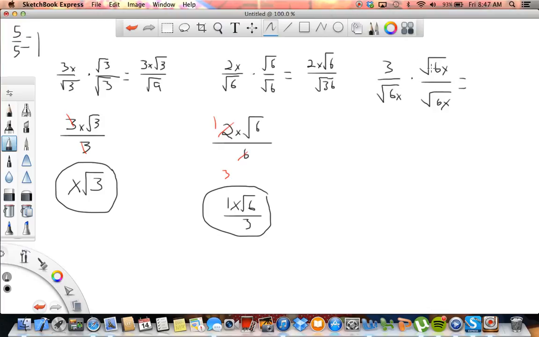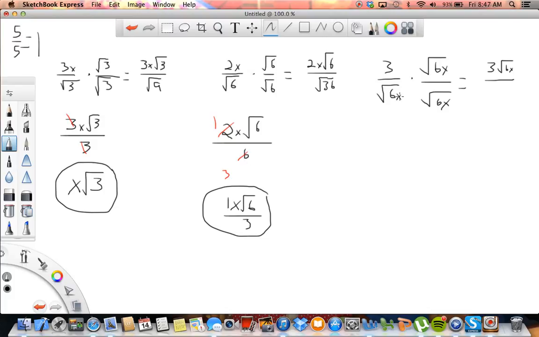So 3 times the square root of 6x, that's just going to be 3 square root 6x. All you're really doing is just kind of squishing those together. Now, in the bottom part, I'm going to look at this and say, well, we've got the square root of 6x times the square root of 6x. Well, what did we get over on these first two problems? I had the square root of 3 times the square root of 3, and I ended up with a 3. Square root of 6 on this one times the square root of 6, I ended up with a 6.